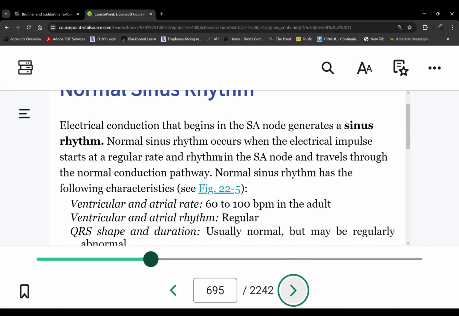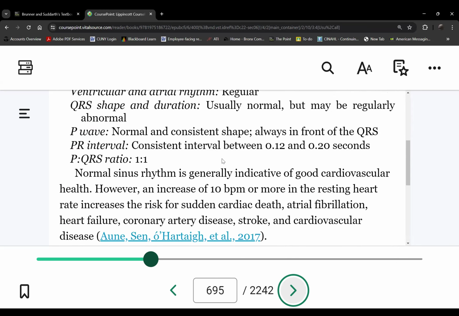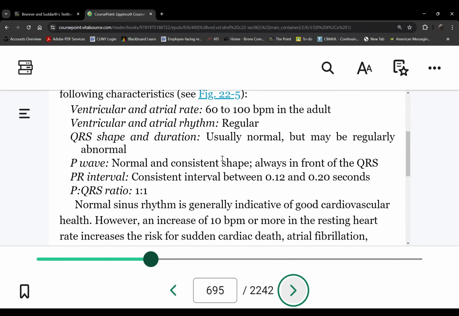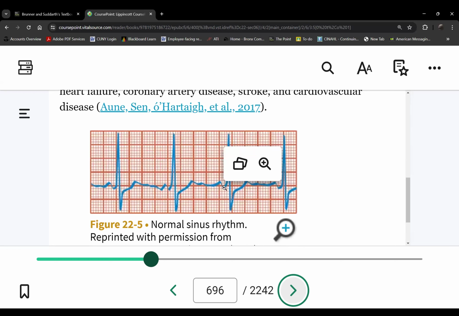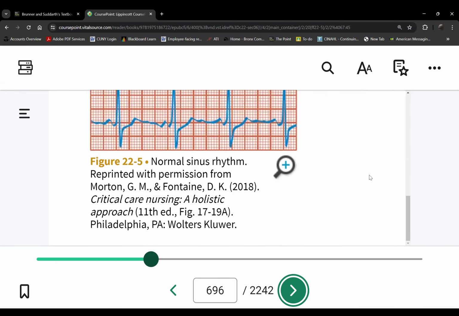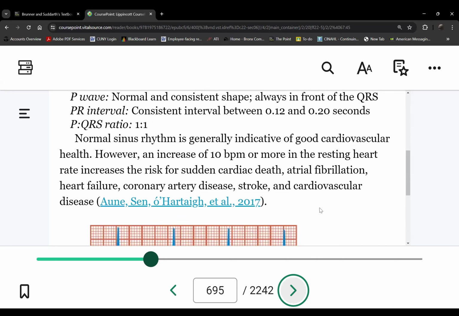Okay, so let's start with the normal first. These are the characteristics of a normal sinus rhythm. I won't read them for you. Please read them on your own. This is what it looks like. And because this is normal, then there's no cause. There's no signs and symptoms to speak of. There's no treatment required. There's no teaching required.